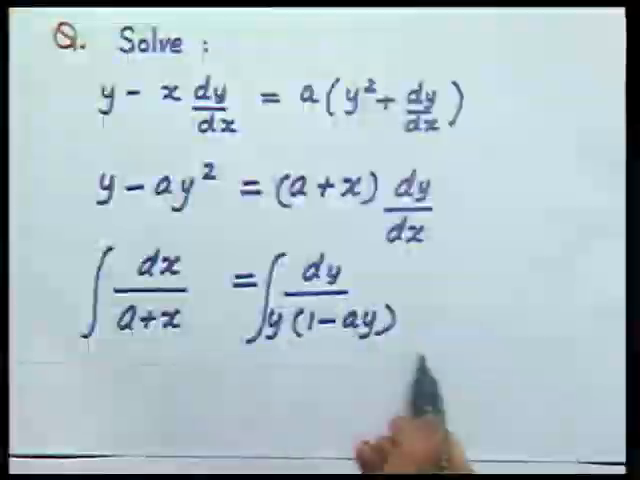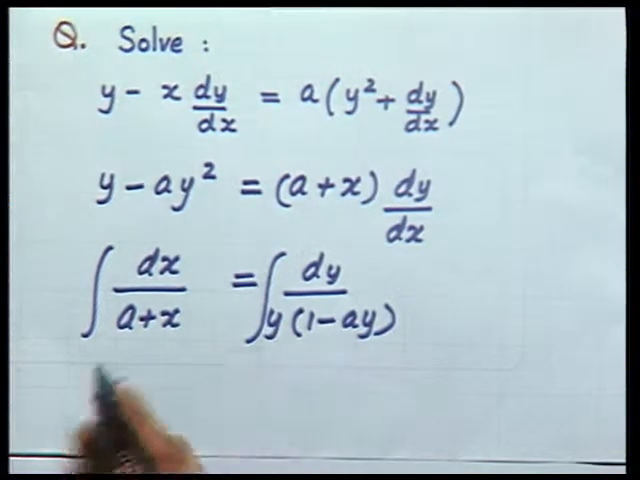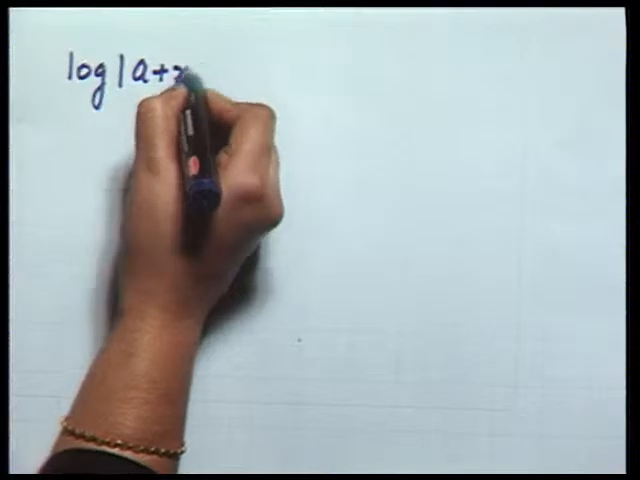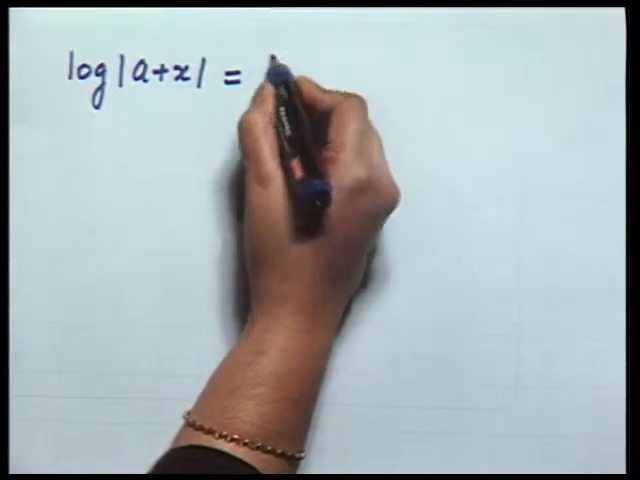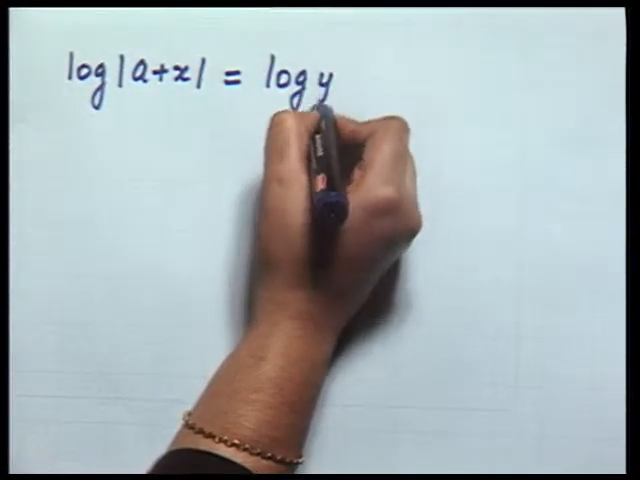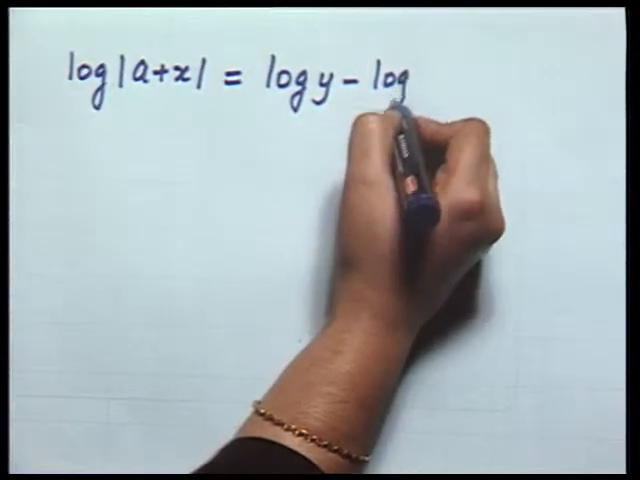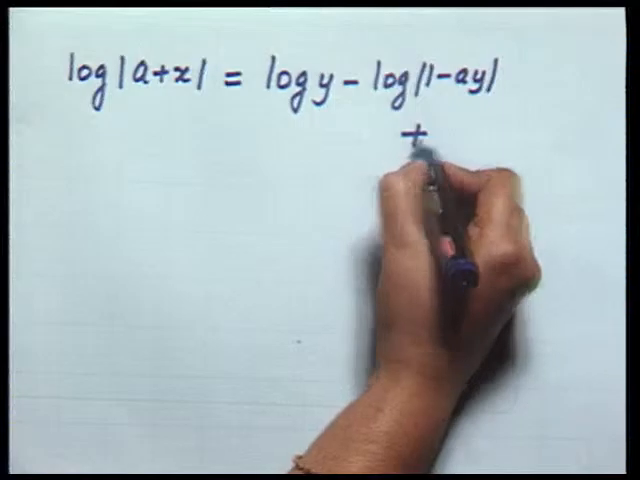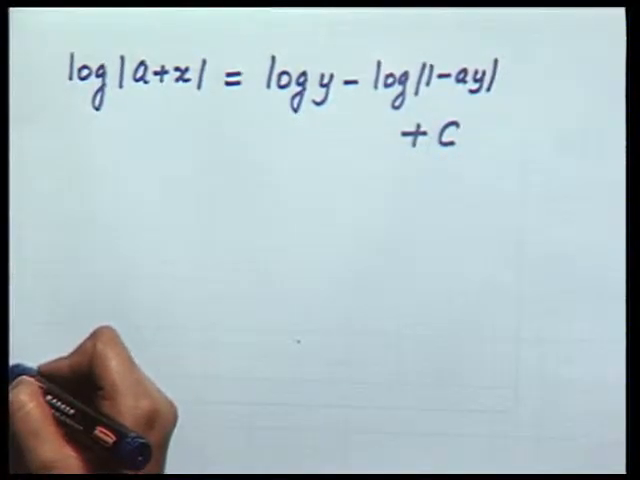You can have it alternated. You can have x on the other side and y on the left hand side. Integrating, you will have simple integration again. Log of a plus x is equal to, check if you get log of y minus log of 1 minus ay plus the constant of integration c.